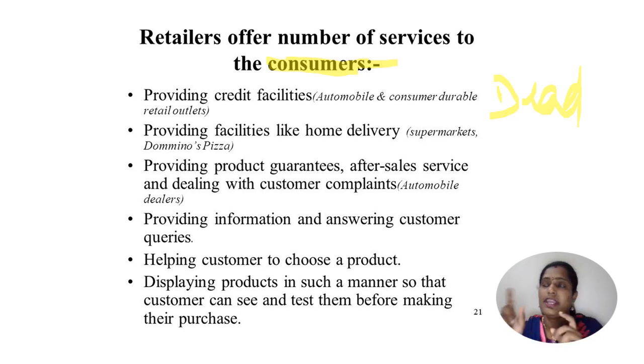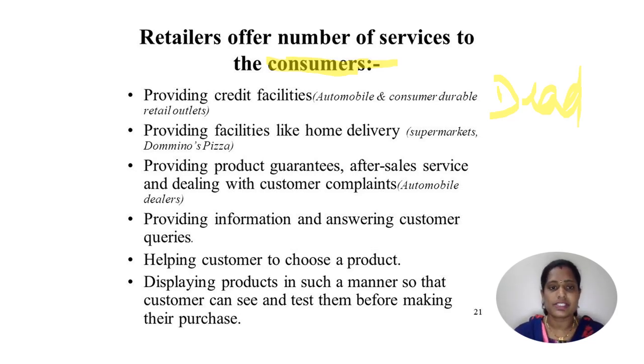Earlier, you did not have the option to choose what you wanted. Whatever they brought and gave, you had to take. But now it is not like that. If you want a particular ice cream, the retail shop has ice creams, and as soon as you go, you have a different variety of ice cream displayed over there. You can pick whichever brand you want, whichever flavor you want. There are so many options. These are the various services given by the retailer to the consumer.